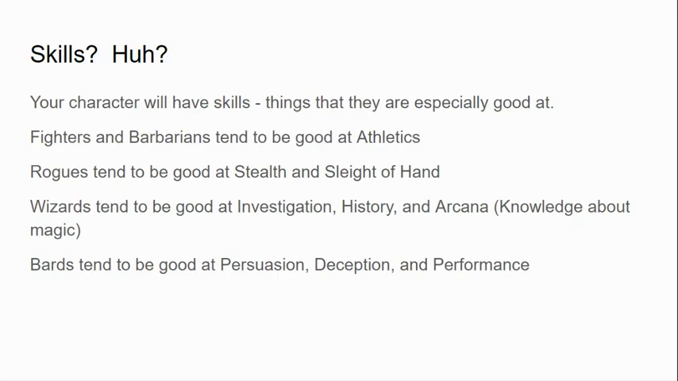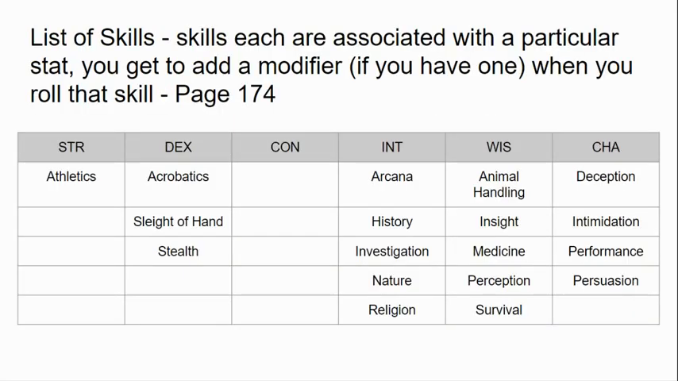Skills, right there. Your character will have skills, things they're good at. You can read through this slide. Certain characters tend to be good at different skills. These are the different skills, and they're based on your attributes: basically strength, dex, con, intelligence, wisdom, and charisma. Insight and religion, which is what my character chose, are wisdom and intelligence-based skills.